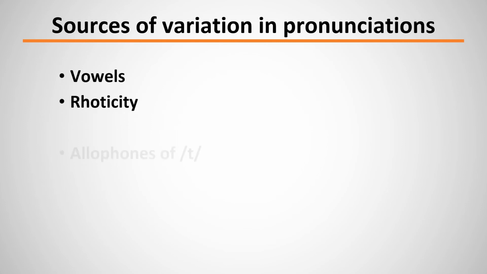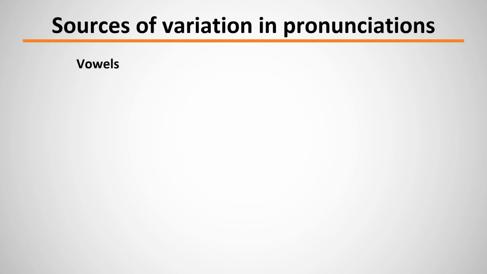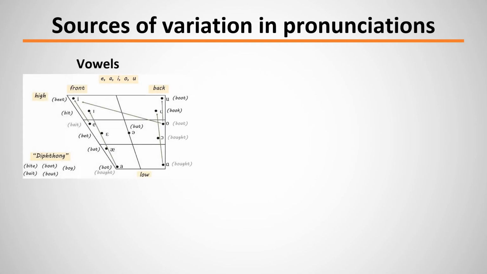And the four most common sources of variation are the vowel system, rhoticity, which I will explain in a moment, allophones of T, and dental fricatives. Regarding the vowel system, to give just a short explanation, because the English vowel system contains an ample variety of vowels, it is considered to be fairly unstable. And for this reason, varieties of English often have very different pronunciations of English vowels.